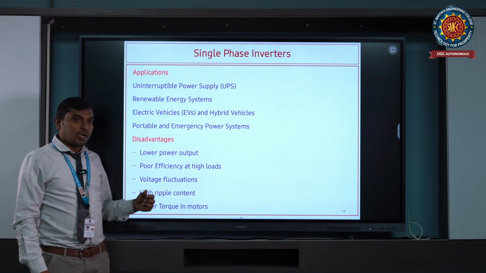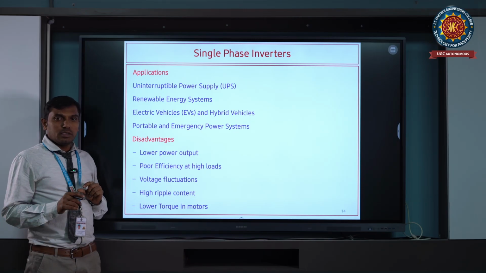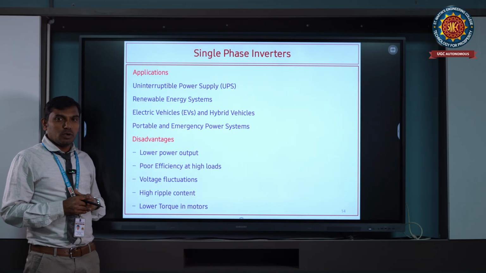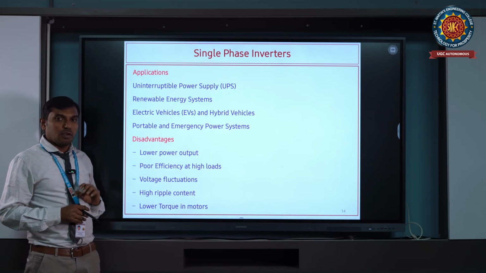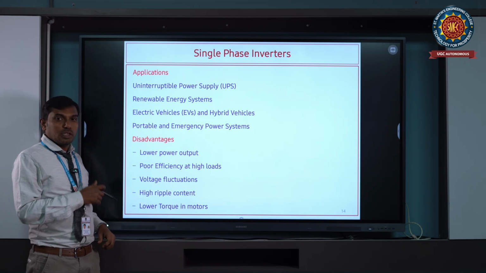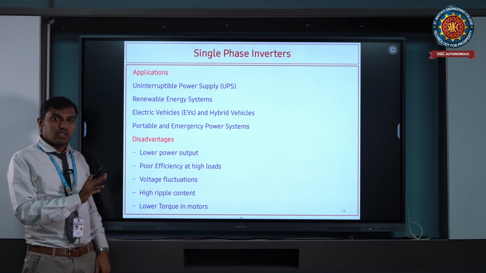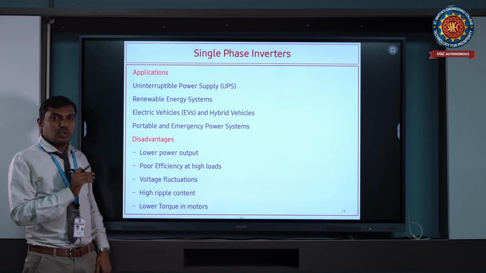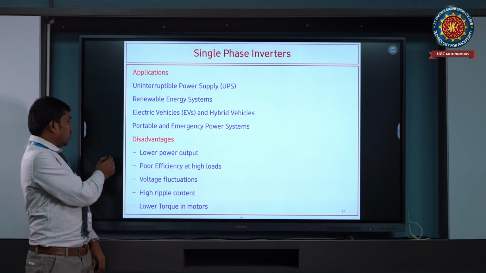Therefore, we get some voltage fluctuations. And then high ripple current. What is ripple? Ripple is the peak value relative to the average value, and the peak value will always be higher than the average value. So this will be larger in single phase inverters. And when you apply such inverters to motors, the torque is not constant. Therefore, there is a lot of noise in induction motors when you use such single phase inverters.